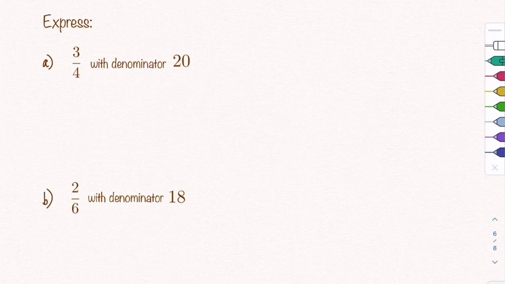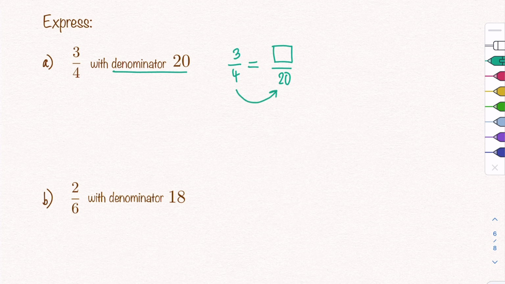With this question here, they would like us to express 3 over 4 with a denominator of 20. First step is to rewrite this. So 3 over 4, and they would like us to find the equivalent fraction where the denominator is equal to 20. So write 20 for the denominator and figure out what the numerator is by following the steps that we just learned. So looking at the denominators, think about how the 4 became 20.